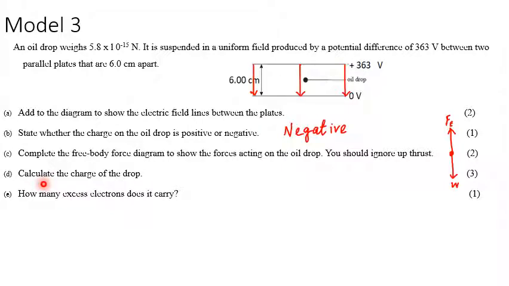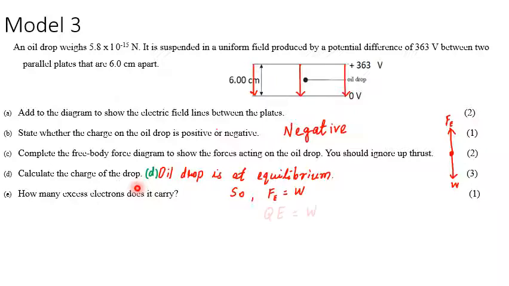The next question is asking you to calculate the charge of the oil drop. To do this question, we have to use the concept of equilibrium. The oil drop is at equilibrium, so the electrostatic force and weight are equal. From the definition of electric field, E is equal to F over Q, or F is equal to QE. QE is equal to weight.